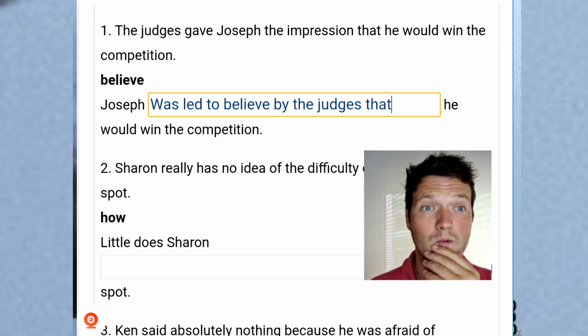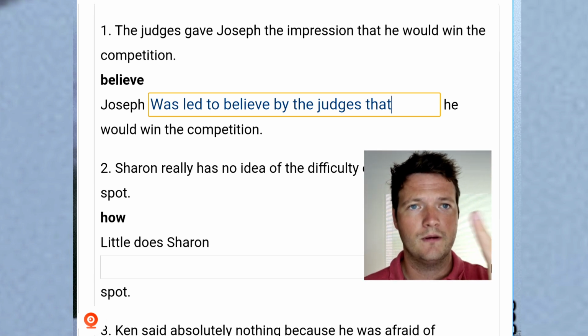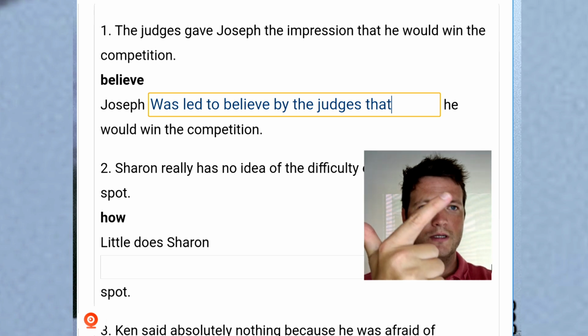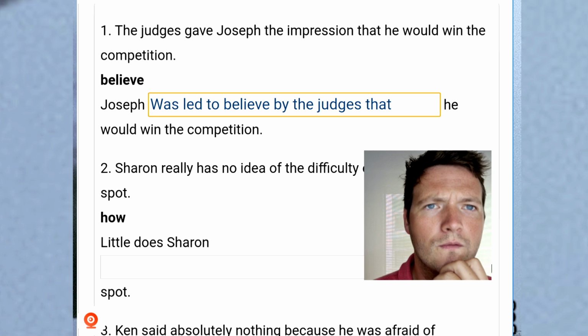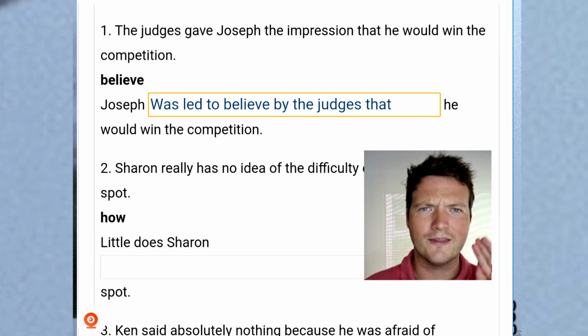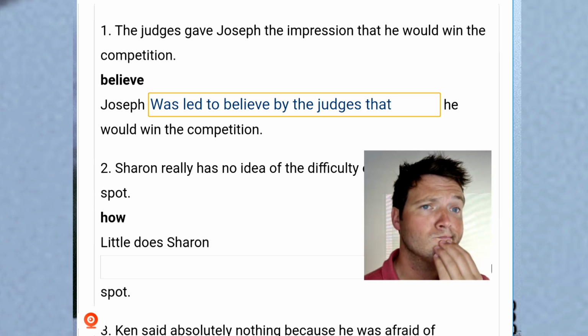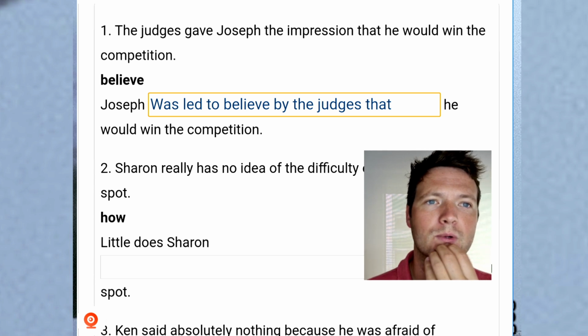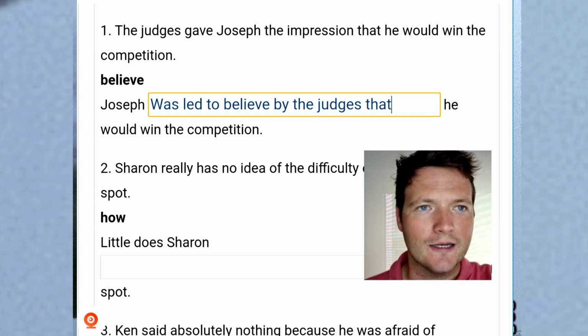Is that 8 words exactly? I think no. Was led to believe by the judges that, 1, 2, 3, 4, 5, 6, 7, 8. Yeah, 8 words. We're in the limit. I think that's right. Was led to believe by the judges that he would win the competition. Yeah, I can't think of another way to say that. Yeah, he was led to believe. They gave him the impression. Well, we'll see. I'll check the answers.